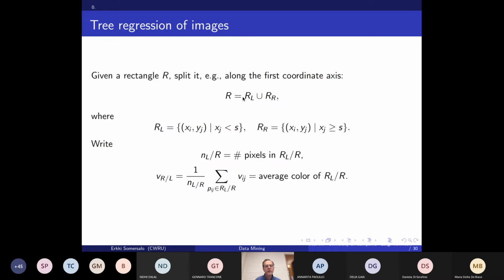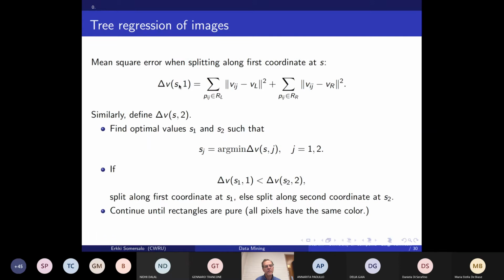So I'm splitting my picture in two, left and right. Left and right means that I'm looking at one of the attributes, x coordinate or y coordinate. So I have the NL or NR. This is a little bit of a typo, so it should be NLR. In this sense, it is the number of pixels, and then you calculate the mean value of the RGB vectors in both, and you're minimizing.